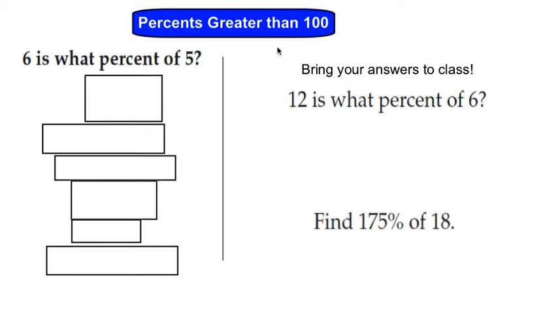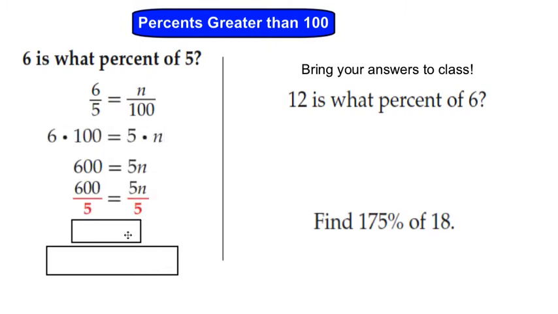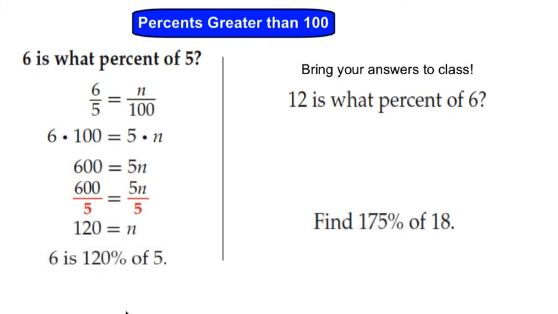Percents greater than 100. 6 is what percent of 5? Well, we have 6 is, so 6 is on the top, and then of is 5. N over 100, we're looking for the percent. Cross multiplying, 5n equals 600. Dividing by 5, we get n equal to 120. So 6 is 120% of 5.